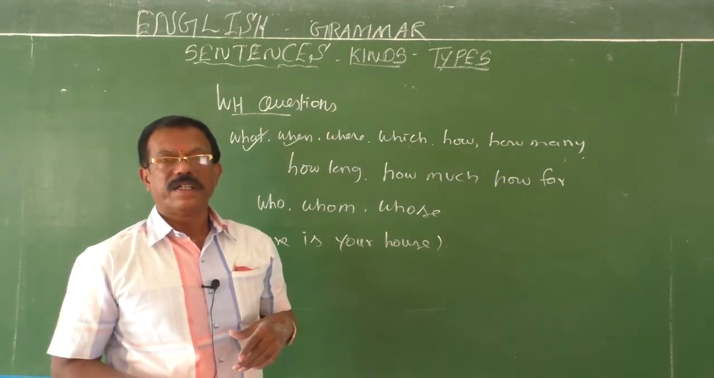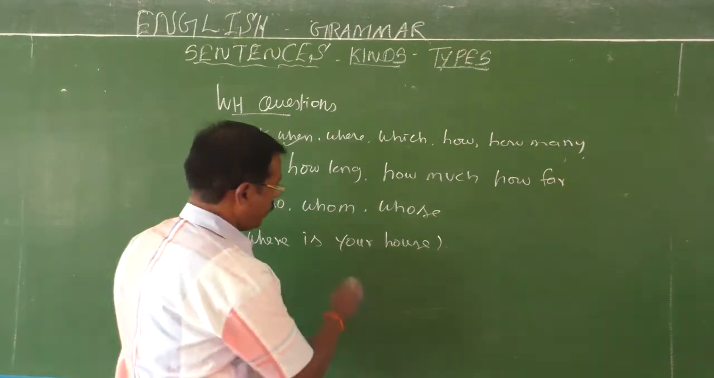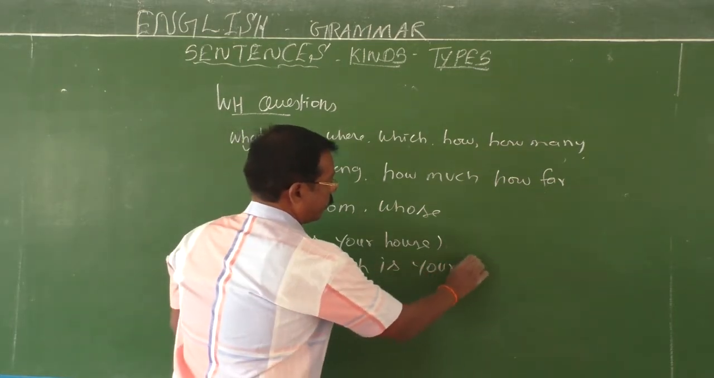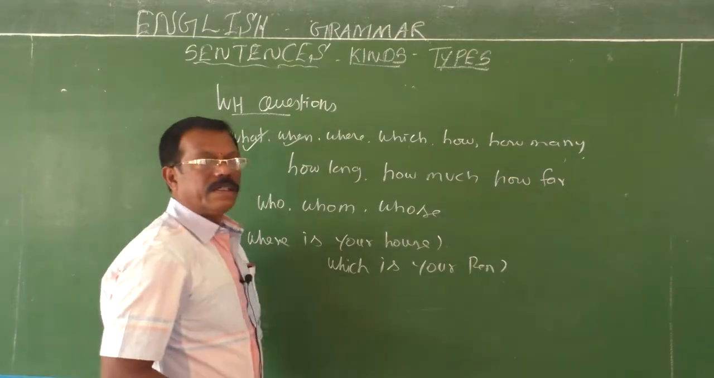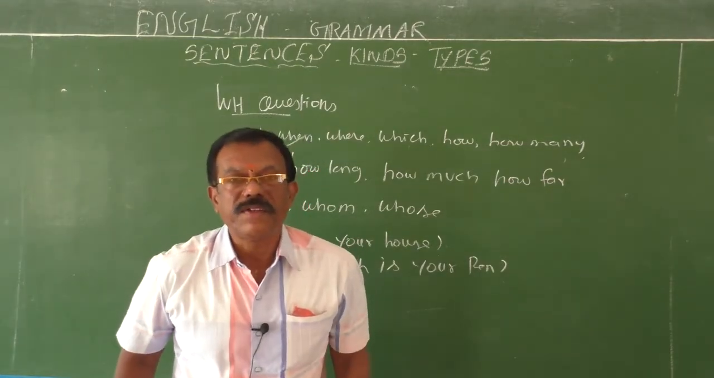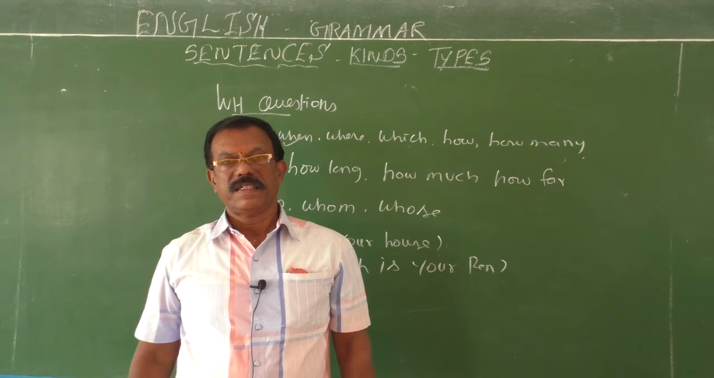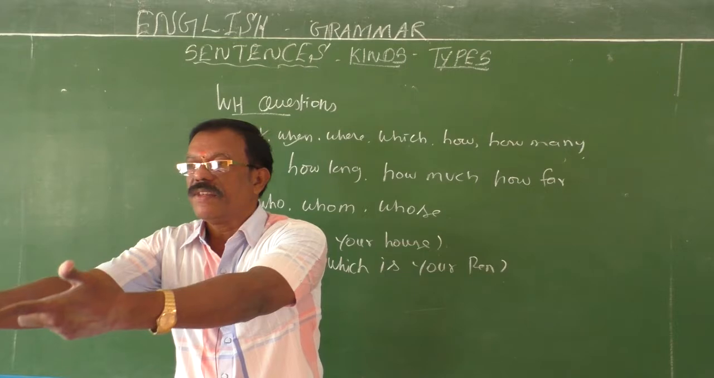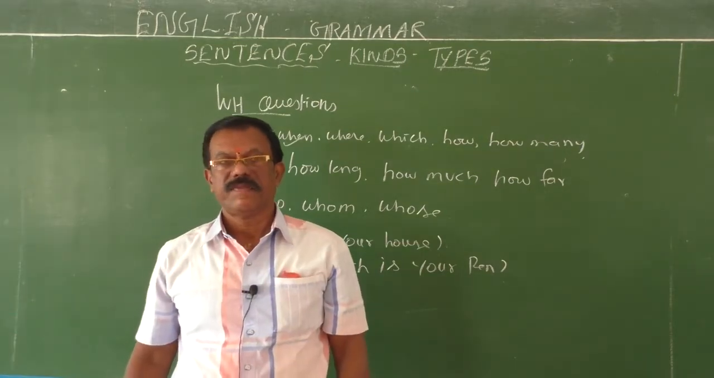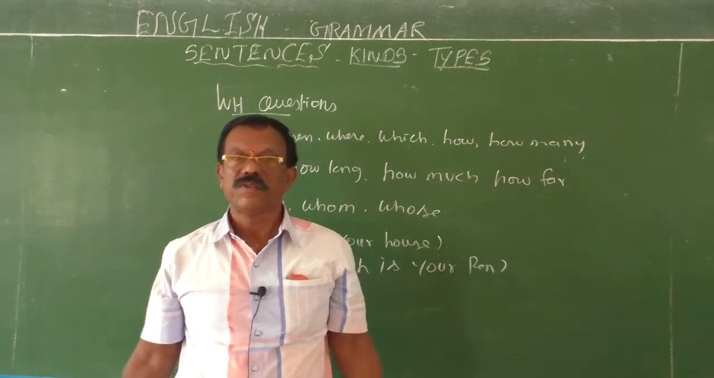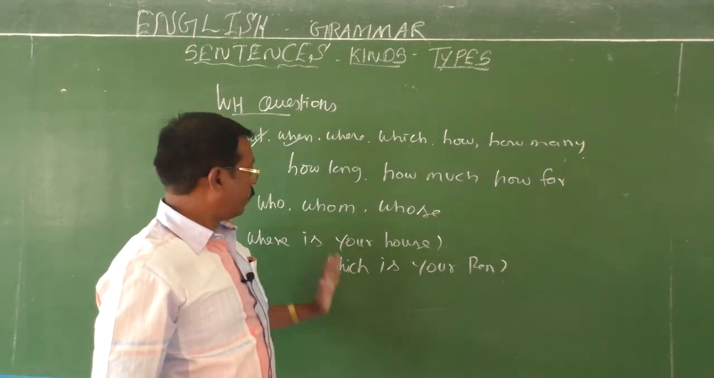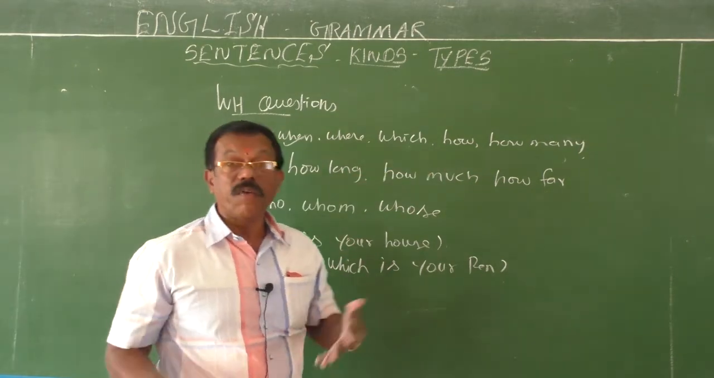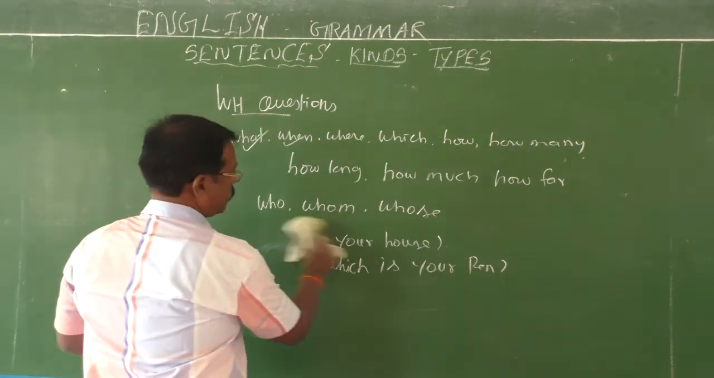Then which? Which is your pen? Which is your favorite writer? Which is your favorite beverage? Which is your place here? Which is your classroom? So many questions. Okay. Or which is your pencil? Like that. Then how? How are you? See sentences.